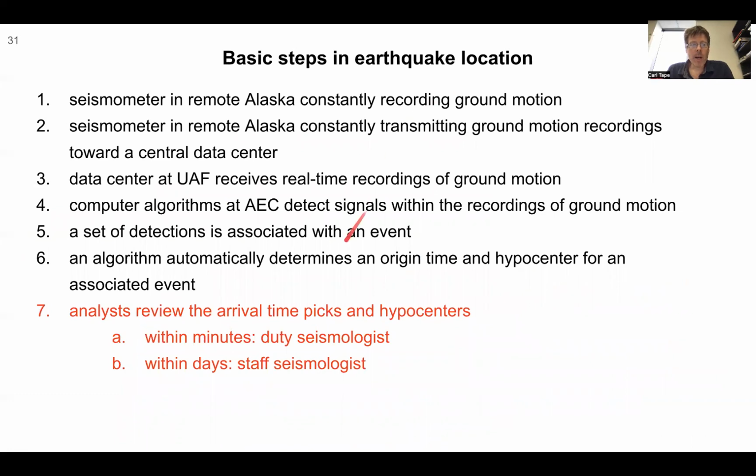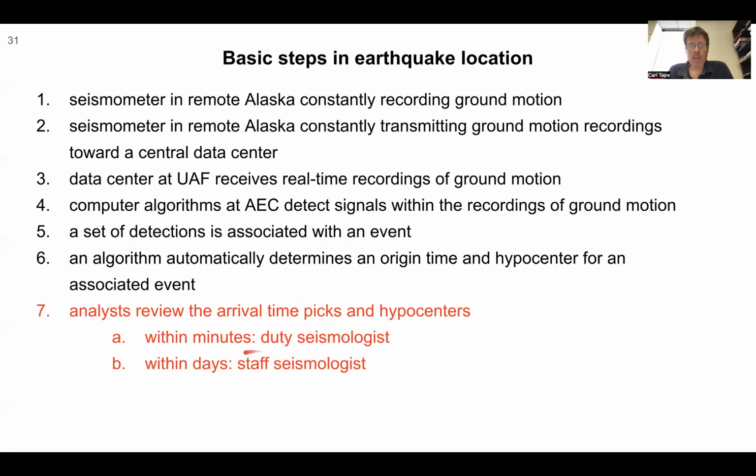So here we are down toward the bottom of the list. This is with the computer detection, but then there are analysts who review the arrival time picks that the computer has done and the hypocenters and origin times that have been determined from the computer. And there's some iterative refinement there, saying, oh yeah, they missed that. The computer accidentally picked this, or the algorithm wasn't quite correct. So humans step in within minutes. A duty seismologist, someone always is on duty for any earthquake, starts looking: was this a major event? What is needed here, especially for the larger events?